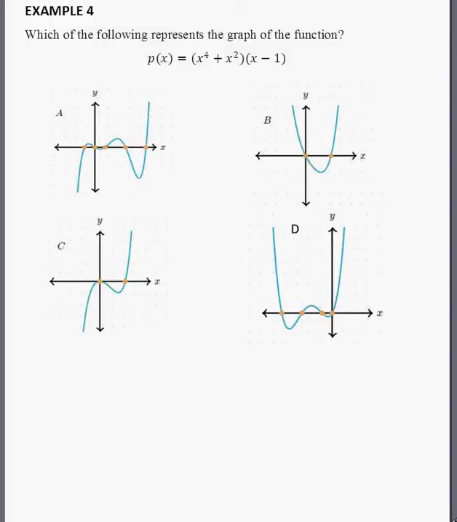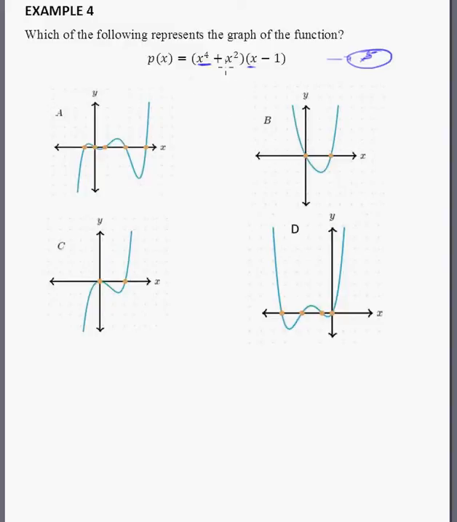Okay, now this example 4 is dealing with graph of polynomials. Here we are given a polynomial of, if you look carefully, degree 5, because here I have x squared, x to the power 4. When I multiply this, it ends up having x to the power 5. So I have a polynomial of degree 5.